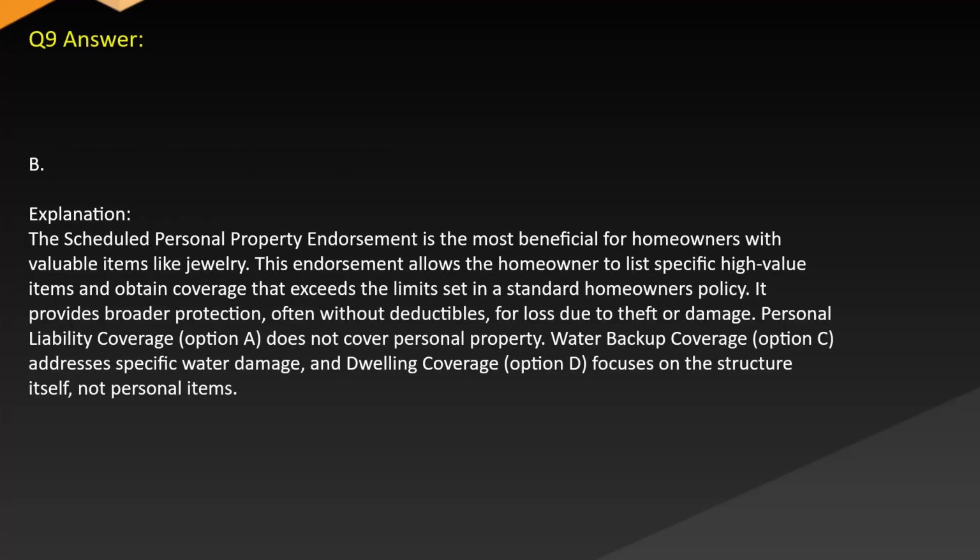Answer. B. Explanation. The scheduled personal property endorsement is the most beneficial for homeowners with valuable items like jewelry. This endorsement allows the homeowner to list specific high-value items and obtain coverage that exceeds the limit set in a standard homeowner's policy. It provides broader protection, often without deductibles, for loss due to theft or damage. Personal liability coverage, option A, does not cover personal property. Water backup coverage, option C, addresses specific water damage, and dwelling coverage, option D, focuses on the structure itself, not personal items.